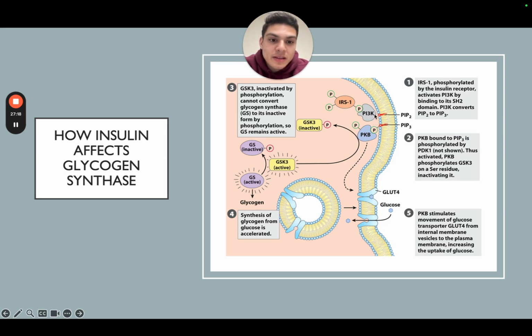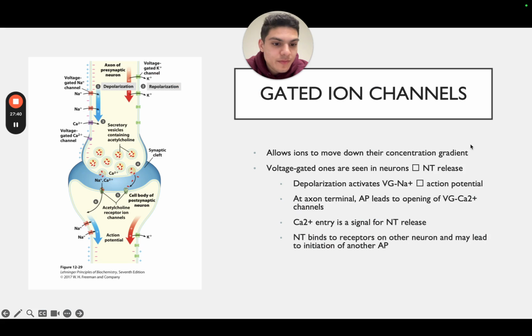It activates PI3K, so a kinase, which will basically phosphorylate our PIP2 into PIP3. PIP3 will interact with PKB, and essentially the phosphate groups will activate it, and the GLUT4 receptors are stimulated, and on top of that, it'll also inactivate GSK3.